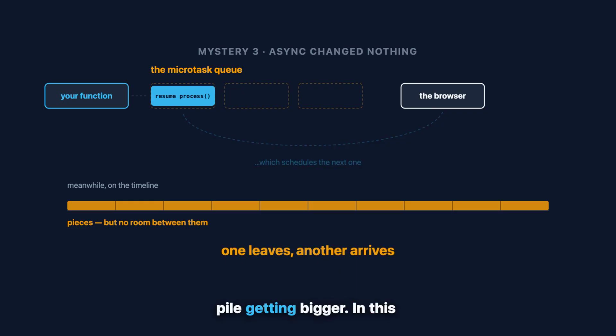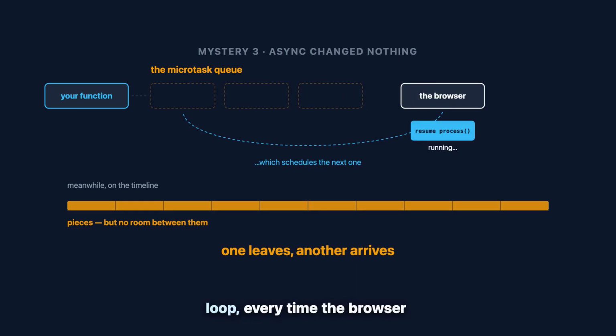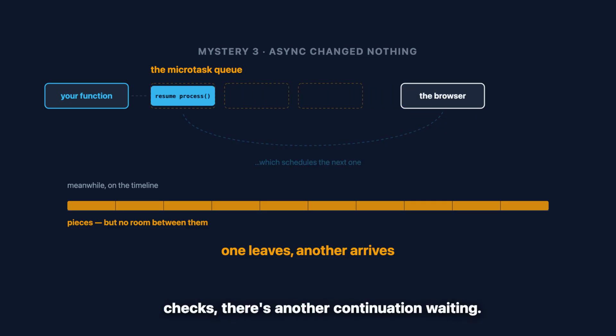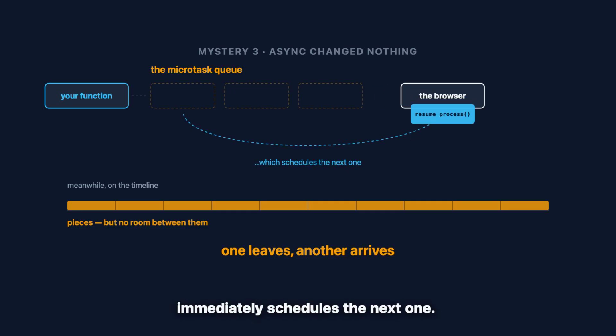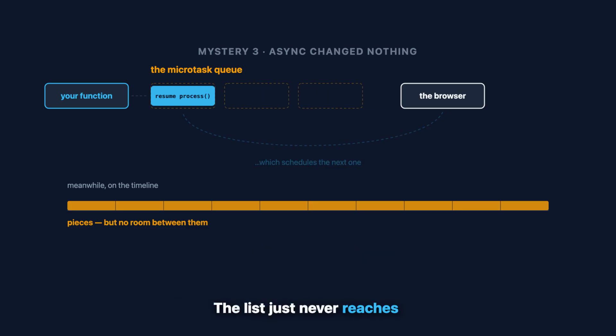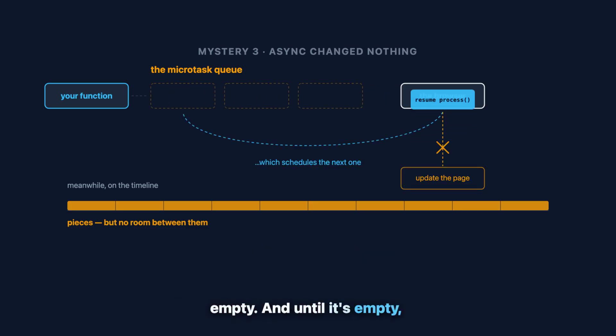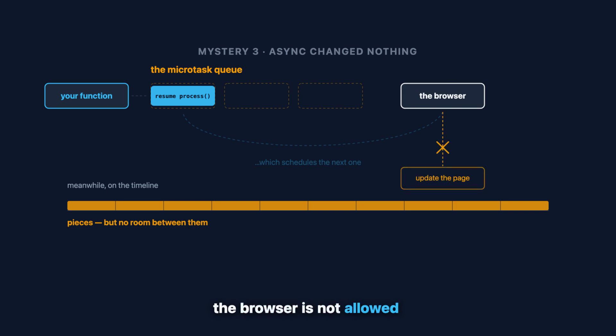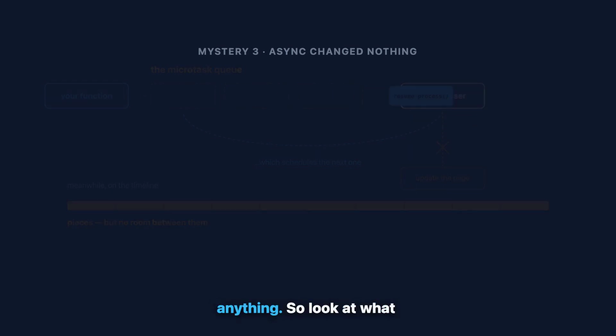It isn't a pile getting bigger. In this loop, every time the browser checks, there's another continuation waiting. It runs that continuation, which immediately schedules the next one. The list just never reaches empty. And until it's empty, the browser is not allowed to move on and update anything.